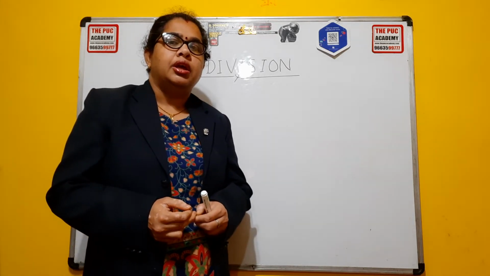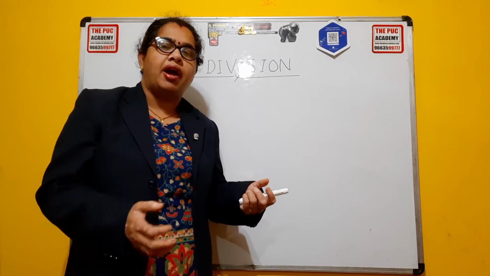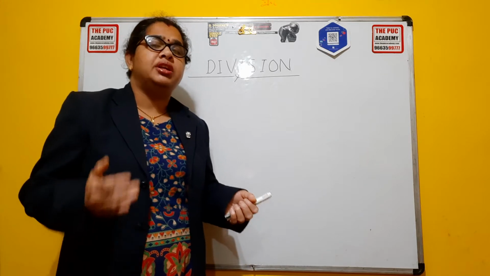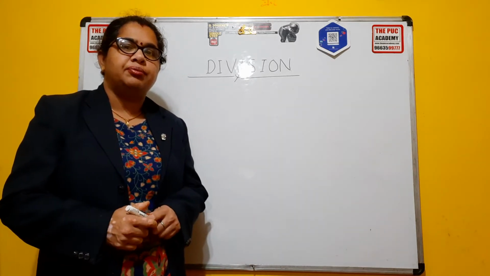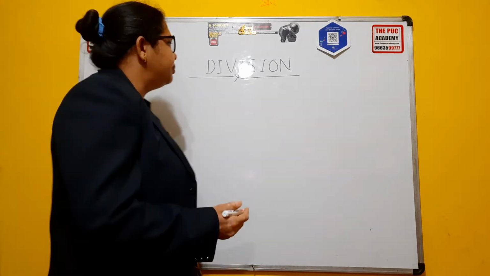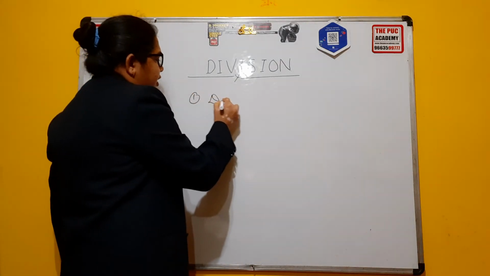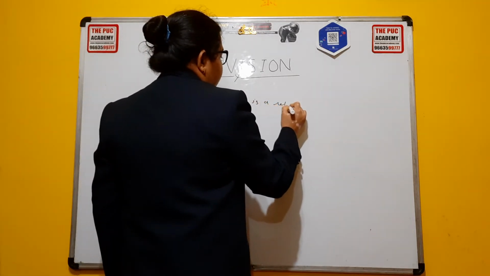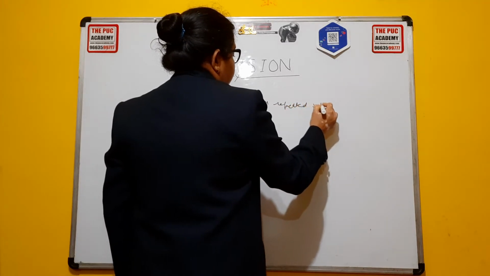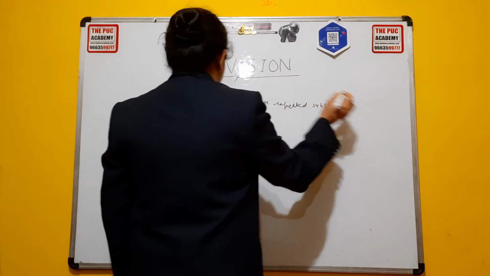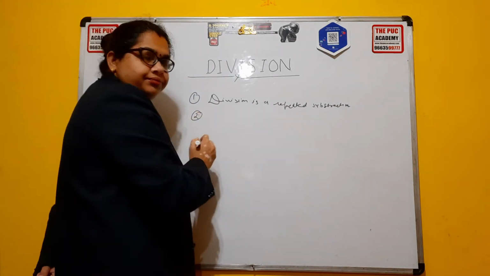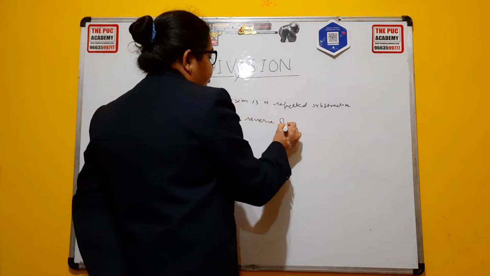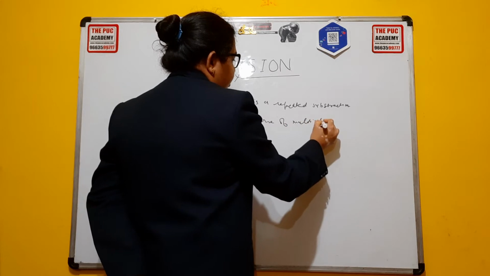Or you can say you have one number and you have to convert it into equal parts. That is called division. Or it is a repeated subtraction. So just understand by one concept. Very simple. First point: division is a repeated subtraction, and second point: it is the reverse of multiplication.